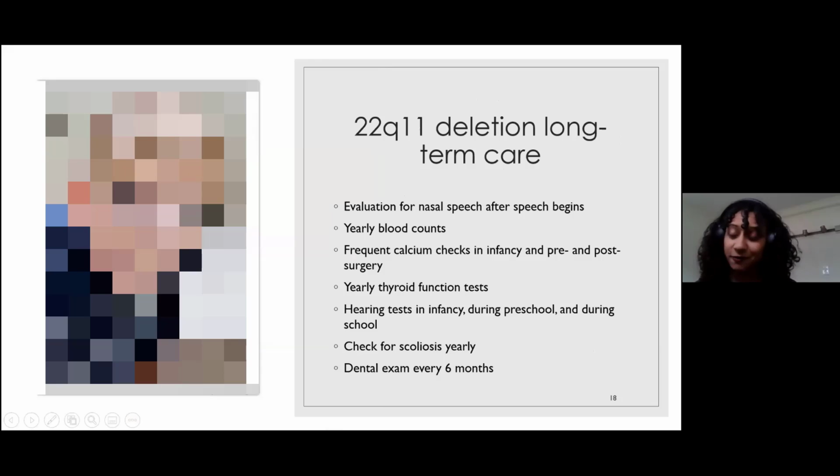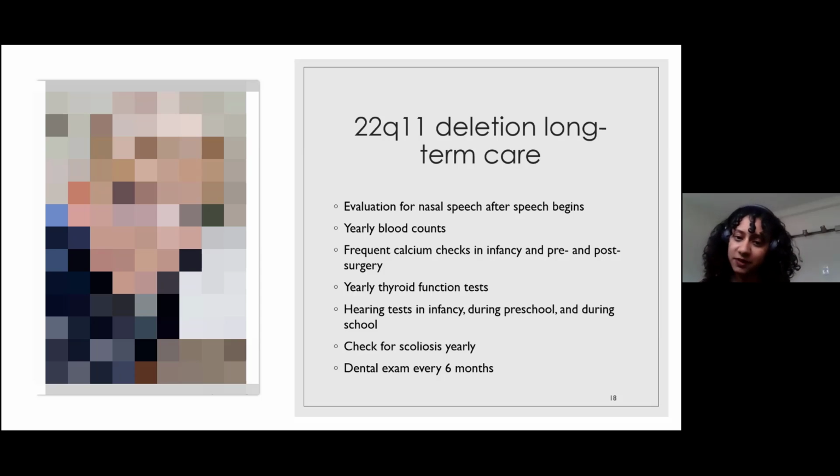There's also long-term care for 22q deletion syndrome because it's a pretty complex disorder and it really has lifelong effects. Once the children start to speak, you want to see if they have very nasal speech, because that could be from velopharyngeal insufficiency, and if they have that, they might need surgery. We check their blood counts yearly to make sure their white blood cells are staying normal. We check their calcium quite frequently when they're infants, and we also check it before and after surgery to make sure it didn't drop during that time. We check their thyroid every single year. I call them thyroid function tests, which sounds like something invasive, but it's just a blood test.